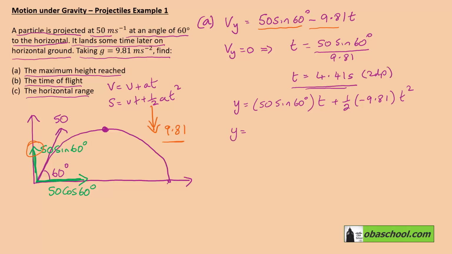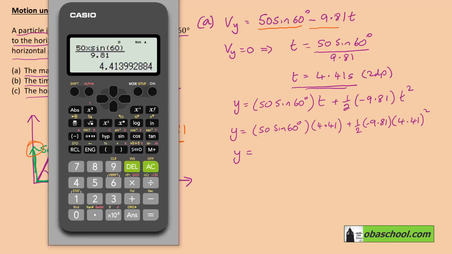So it's going to be 50 sine 60 times 4.41 plus a half times negative 9.81 times 4.41 squared. I've written 4.41, but obviously in the calculation I'll use the last answer on the calculator display.